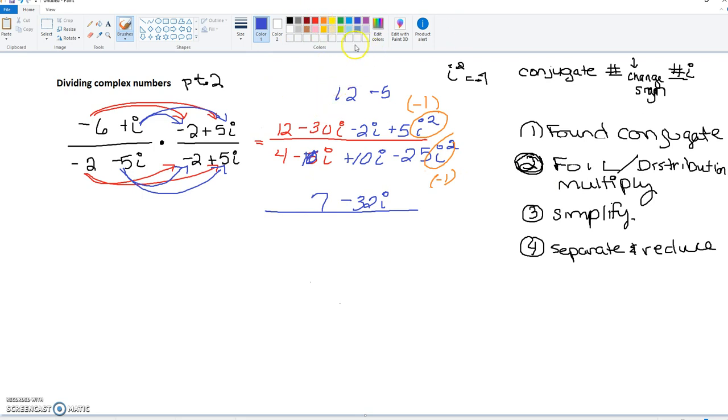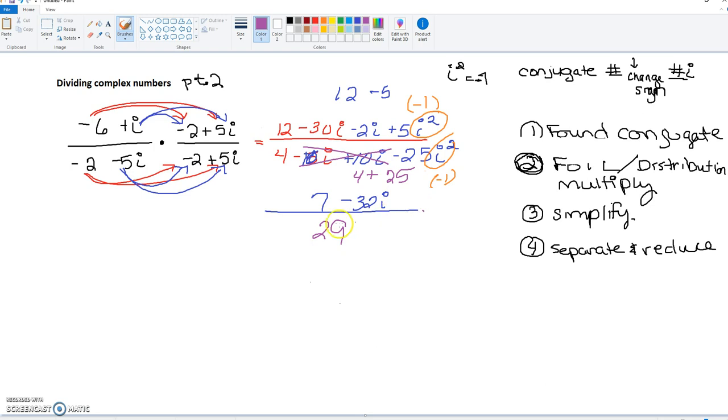So that's the top. Now let's go ahead and look at the bottom. So the bottom, of course, -10i and positive 10i, they cancel, so they're gone. We've got a -25 times a -1, gets us positive 25. Plus 4 gets us 29.